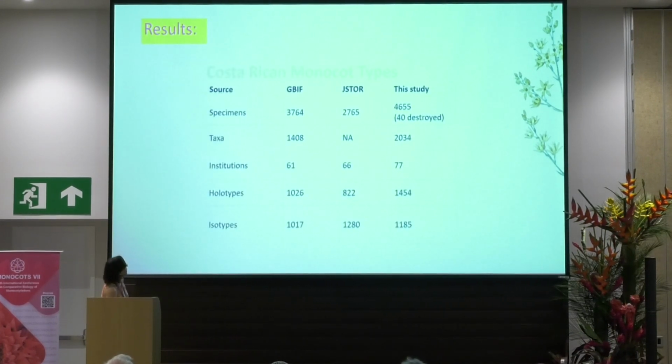And this table summarizes some of the numbers that I searched in these two principal sources, and what I found in the overall study. And here we can see that all the numbers are different in each of the items: number of specimens, number of taxa, institutions, and type categories also.